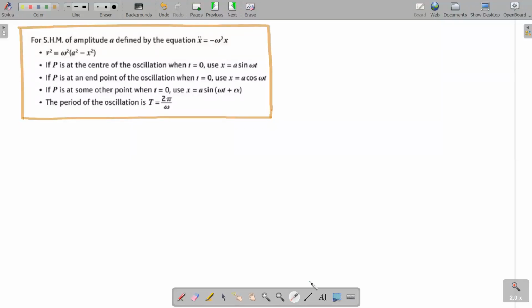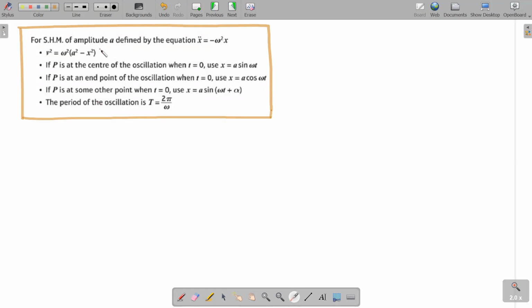Okay, so continuing to the next part, you can see here I have highlighted some of the main formulas and the main equations that you need to know to do SHM. So they say for SHM of amplitude A. Now by now all of you know what amplitude is, right? Amplitude is the maximum displacement from the center.